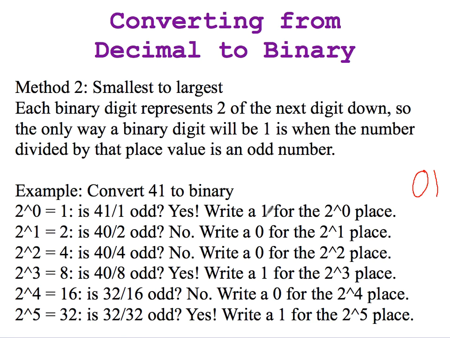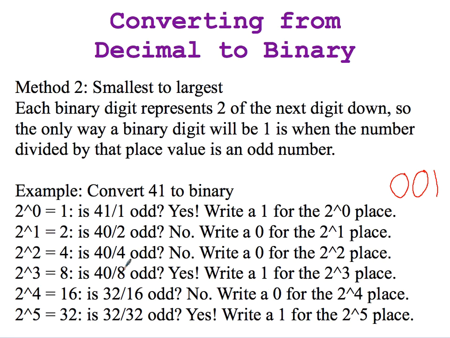Now we move to the 4's place. We're still looking at 40. 40 divided by 4 is 10. That's an even number, and there's not a leftover 4. So we're going to write a 0 in the 4's place. We haven't accounted for anything, so we're still looking at 40. We move to the 8's place. 40 divided by 8 is 5.